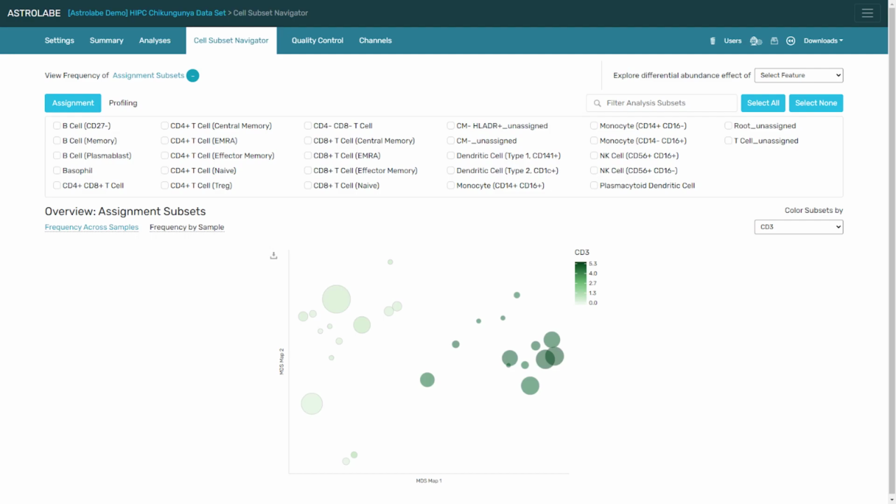This is how the labeling results look in Astrolabe's Cell Subset Navigator. You can see all the different populations that Astrolabe identified. From the get-go, you can communicate with your data using the language of immunology, thinking about different types of T cells, B cells, myeloids, and NK cells.